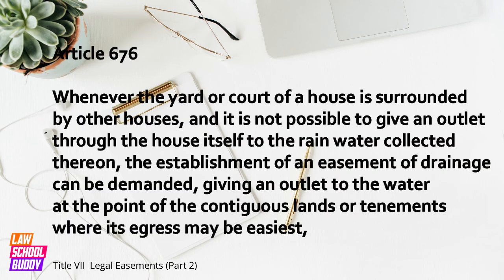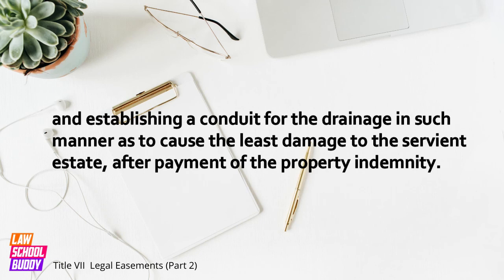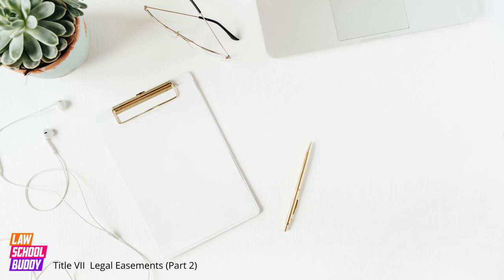Article 676. Whenever the yard or court of a house is surrounded by other houses, and it is not possible to give an outlet through the house itself to the rain water collected thereon, the establishment of an easement of drainage can be demanded, giving an outlet to the water at the point of the contiguous lands or tenements where its egress may be easiest, and establishing a conduit for the drainage in such manner as to cause the least damage to the servient estate, after payment of the proper indemnity.